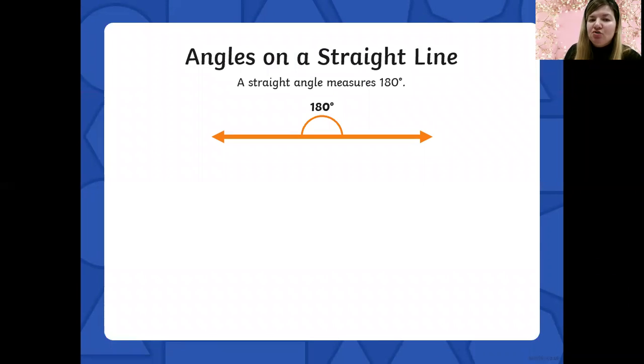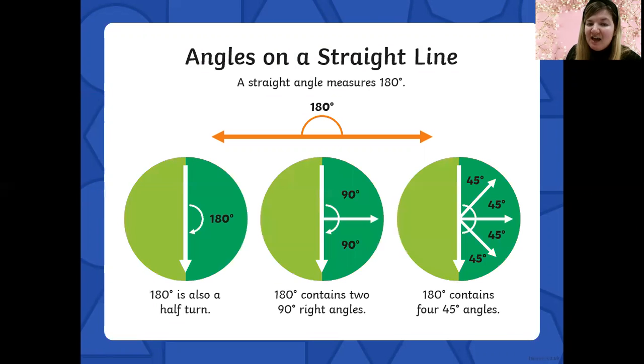So angles on a straight line always measure 180 degrees. And that is because if you think about it, it's half a turn. As you can see here, 180 degrees is half a turn. And obviously we know that a full turn is 360 degrees. So if I have half of this, it will be 180 degrees.